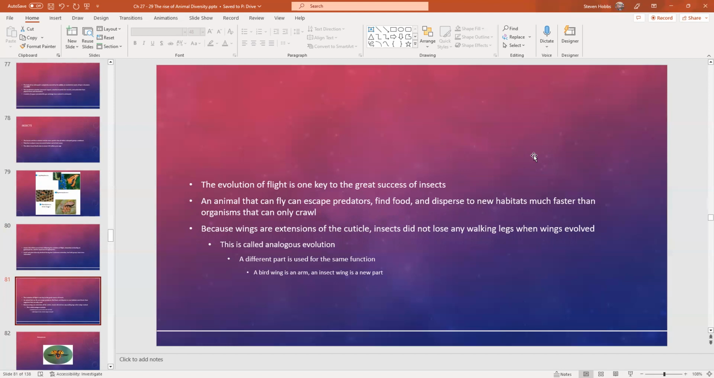Now, an insect wing developed from the cuticle. They did not give up a walking leg, but they still fly. So it's a different part used for the same function. So we call that analogous evolution.